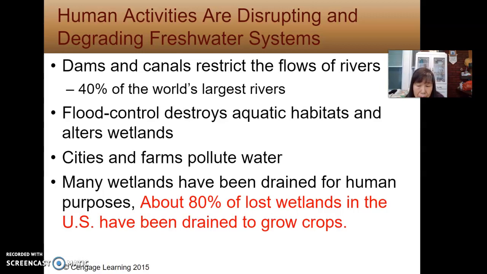And then near water, we always have cities and farms. They produce pollution and then it gets into the water. One more thing is many wetlands have been drained for human purposes. So people use that land to grow crops. So the wetland is not able to store water for us. The wetland is not able to provide biodiversity or prevent erosion for us because we convert 80% of them to farmland.